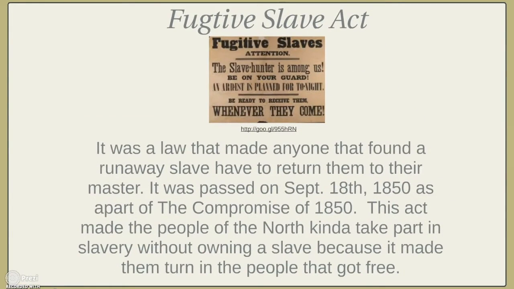What is the Fugitive Slave Act? It was a law that made anyone that found a runaway slave have to return them to their master. It made the people in the North kind of take part in slavery without even owning a slave.